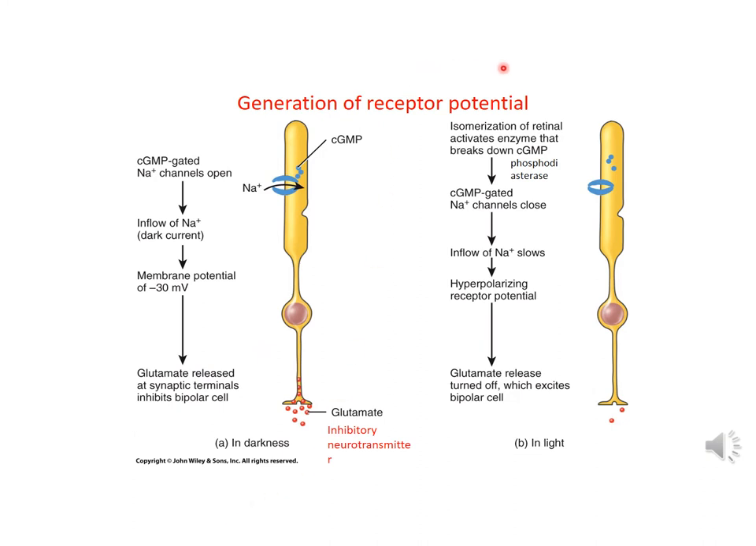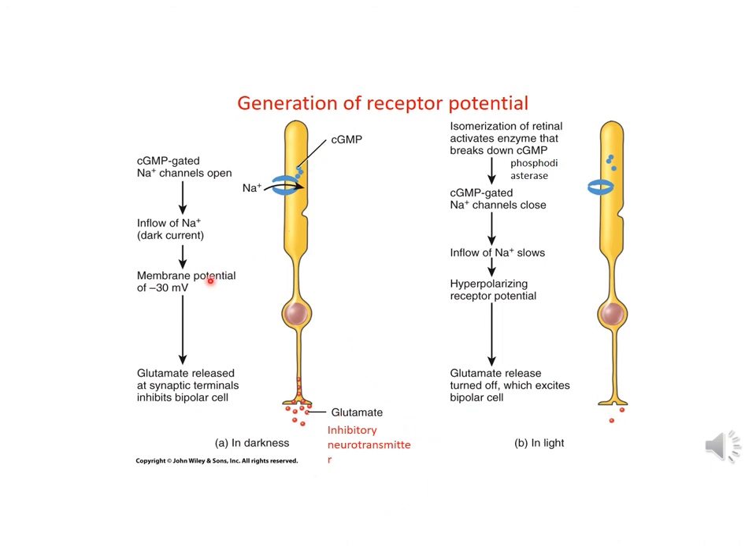Generation of receptor potential. We have a situation which is in the presence of dark and in the presence of light. What's going on during dark? During dark, we have a membrane potential of the photoreceptors, which is minus 30 millivolt. And this membrane potential of minus 30 millivolt is sufficient to keep the release of glutamate.